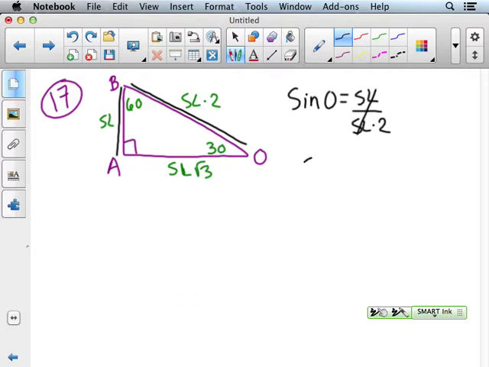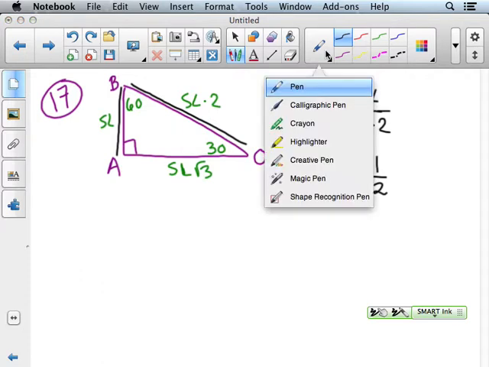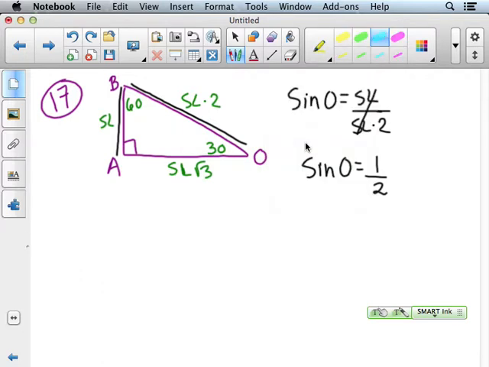Well, short legs cancel, so I get sine of O equals 1 over 2. The 2 is in the denominator, so it becomes 1/2. And so that's your final answer there. So it should be D.